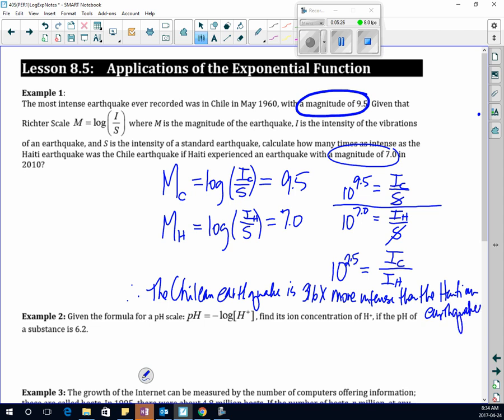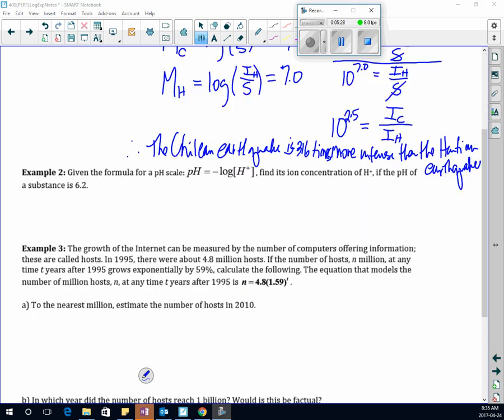Okay, any questions there? Anyways, example 2. You've probably seen this one before in chemistry class, right? The pH is equal to the negative log of the hydrogen concentration. So if a pH is 6.2, how do you find the concentration? So the pH is 6.2, so you plug it into pH equals negative log of your hydrogen concentration.